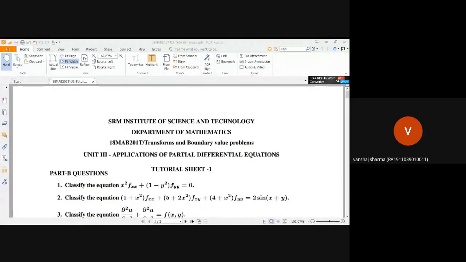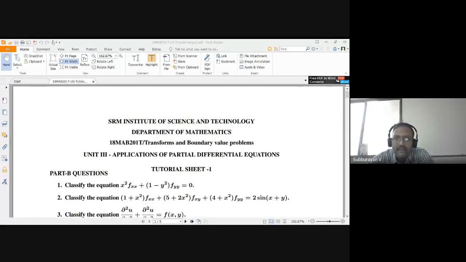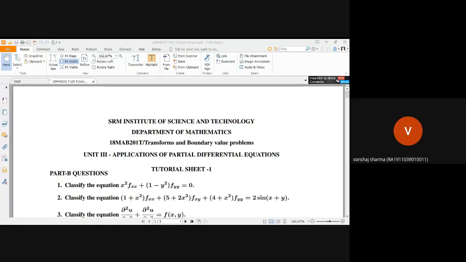If y is strictly less than −1, then also 1 − y² is always negative. Or in general, we can put |y| greater than 1. If |y| is greater than 1 and x is not equal to 0, then the above PDE is of hyperbolic type.